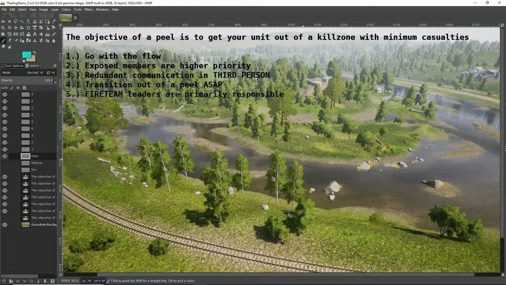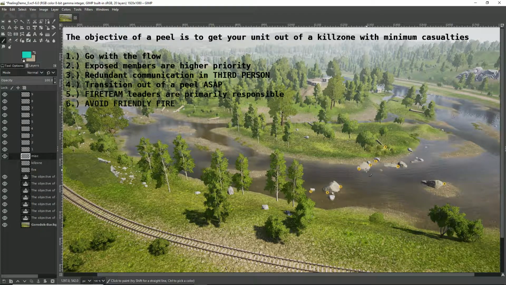Number five, fire team leaders are primarily responsible during a peel. Usually during a peel, your squad leader is going to be trying to communicate with other squads, because if you're in a situation where you're executing a peel, that means that you didn't intend to be in that situation, so you're going to need to communicate that.